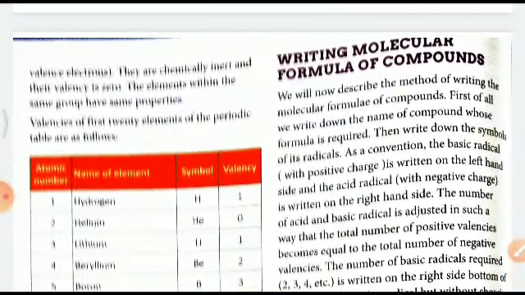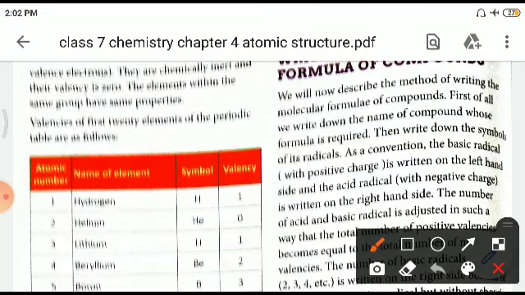Now we come to another important aspect, that is writing the molecular formula of a compound. And see what is written here. We will now describe the method of writing the molecular formula of a compound. First of all, we write down the name of the compound whose formula is required. Then write down the symbols of its radicals. As a convention, the basic radical is written at the left hand and the acid radical is written at the right. Now the basic radical is the one which has a positive charge.